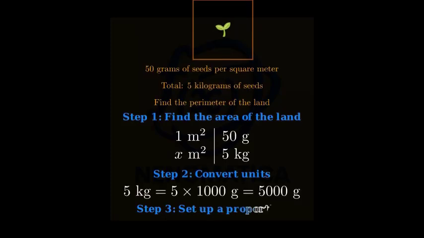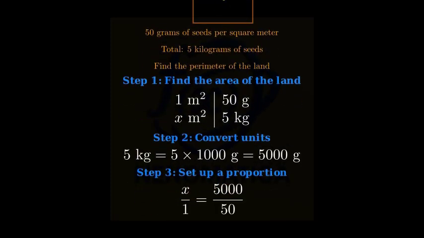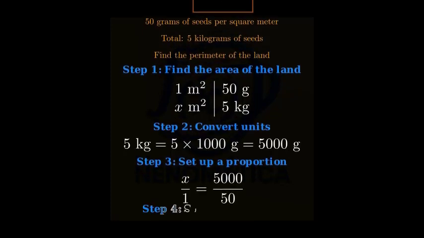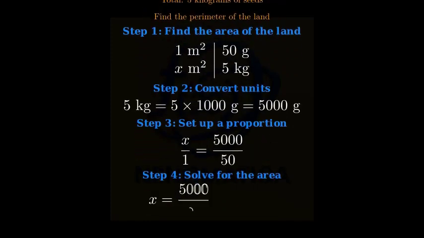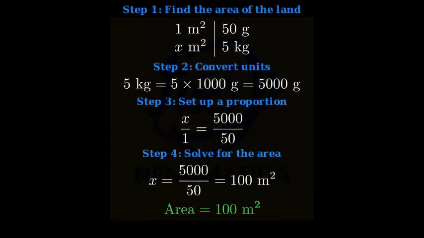Now, we can set up a proportion. If 50 grams is used for 1 square meter, then 5,000 grams is used for x square meters. This gives us the equation x over 1 equals 5,000 over 50. Let's solve for x, which represents the area of the land in square meters. x equals 5,000 divided by 50, which gives us 100 square meters.